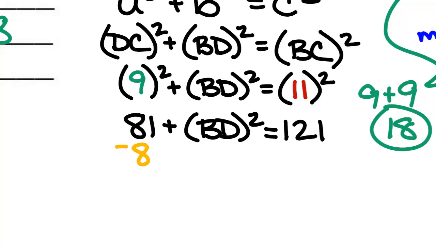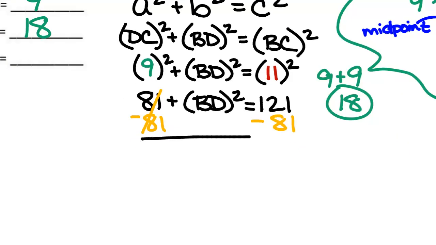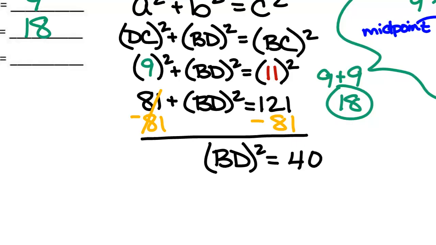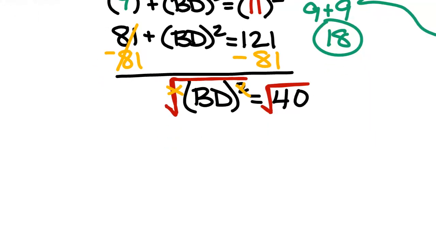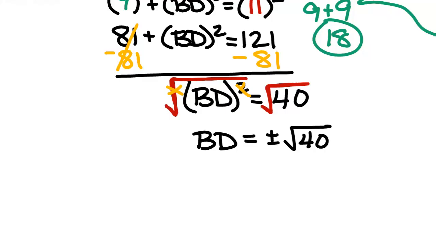I want to get BD all by itself, so I'm going to subtract 81 from both sides. So I have BD squared equals, what's 121 minus 81? 40. And then we square root. We want to get rid of this squared right here, so we have to take a square root. And if you do it to one side, got to do it to the other side. Now, when we take a square root, we end up with two possible answers. We end up with a positive answer or a negative answer. So BD is equal to plus or minus the square root of 40.